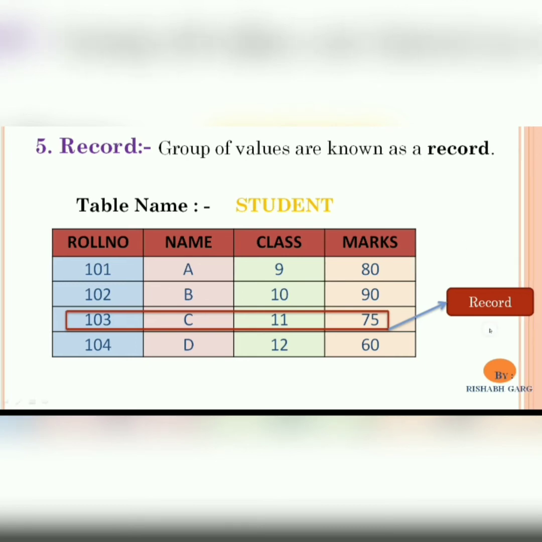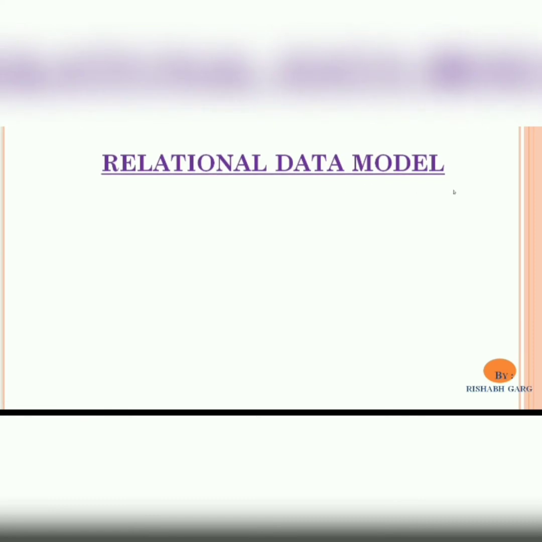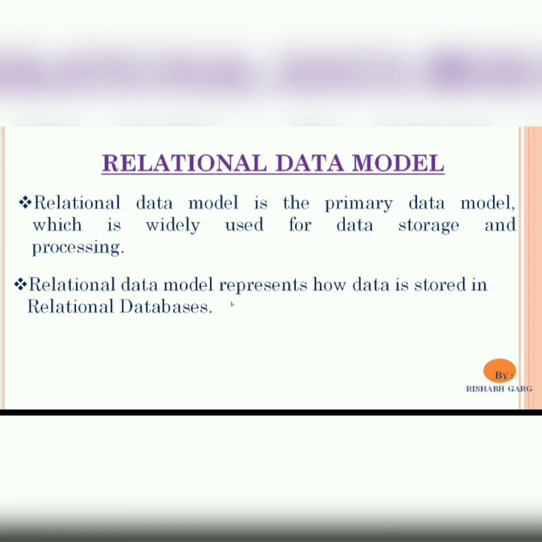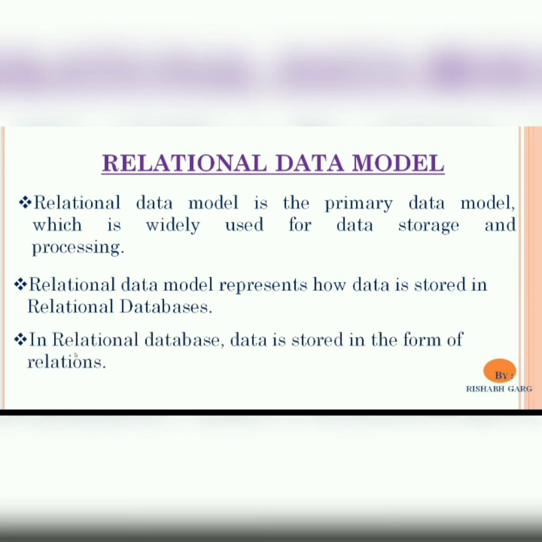Let's move on to our next topic, that is relational data model. Relational data model is the primary data model which is widely used for data storage and processing. Relational data model represents how data is stored in relational databases. It means the main purpose of relational model is that it represents how data is stored in relational databases. In a relational database, data is stored in the form of relations. Relations means in the form of tables, data are stored in the relational database. I hope it's clear to all of you.